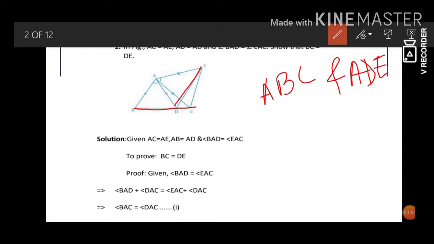So, first we have written given and to prove, and then we start our proof. In proof, you can see that given is angle BAD is equal to angle EAC. We know when something equal is added to an equal portion, the resultant is also equal. So, to BAD we have added DAC, that is this included angle. And to EAC we have added DAC. So, together we get angle BAC and angle DAC.